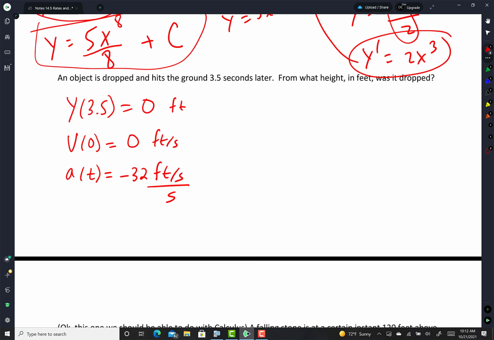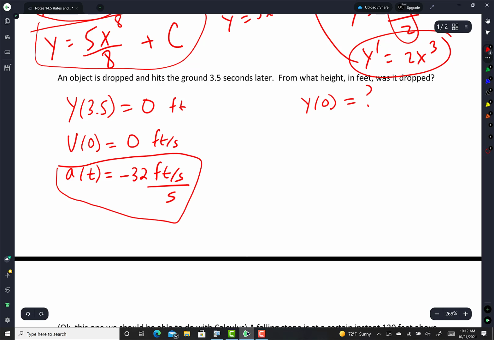All right, this is all I know. I'm going to go backwards because they want to know what height it was dropped from. I want to know y of 0 equals question mark, because y is going to tell me my height, right? So I want an equation for y. I'm going to go slow, guys. All I have definitively, 100%, I know that.